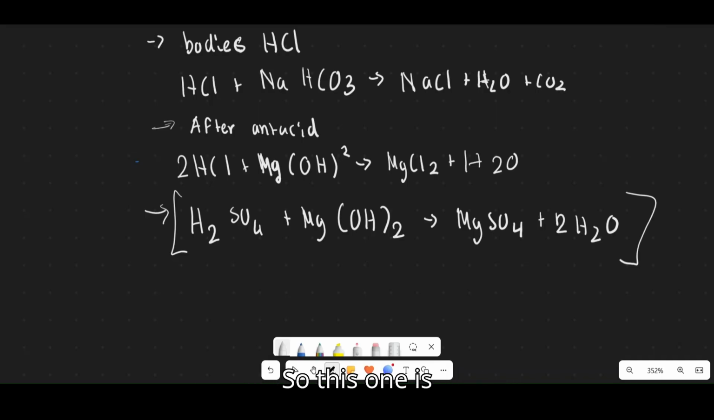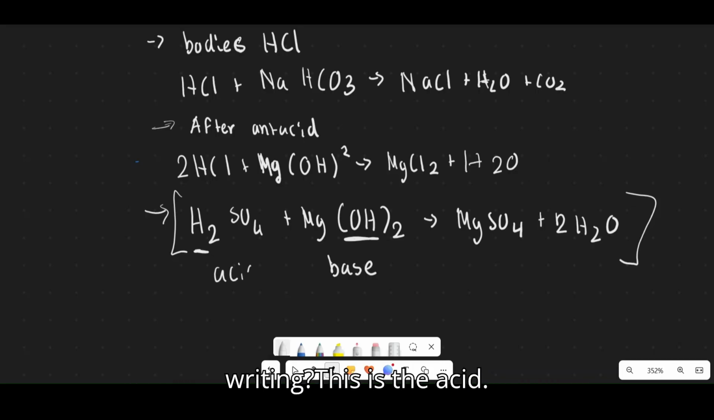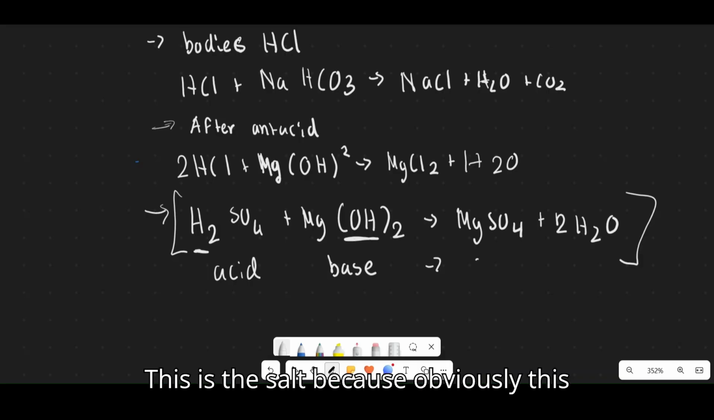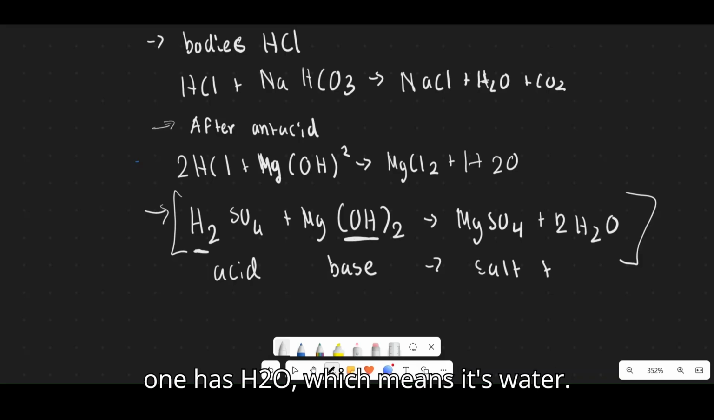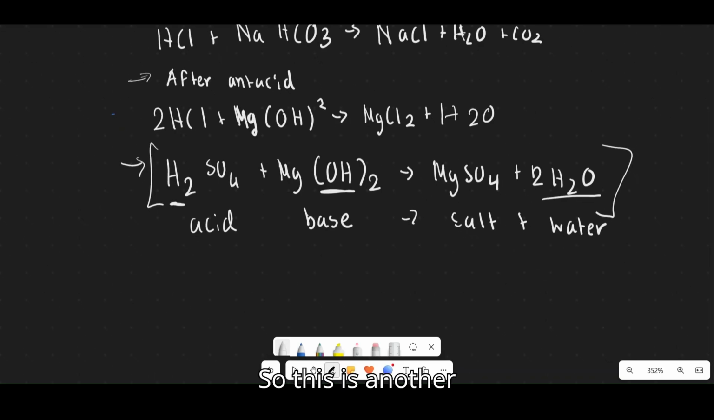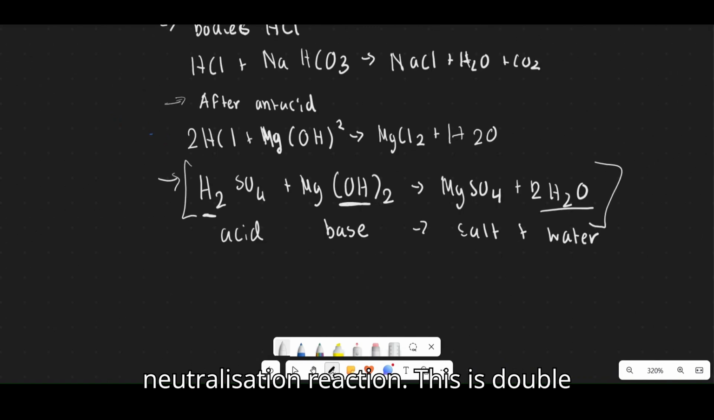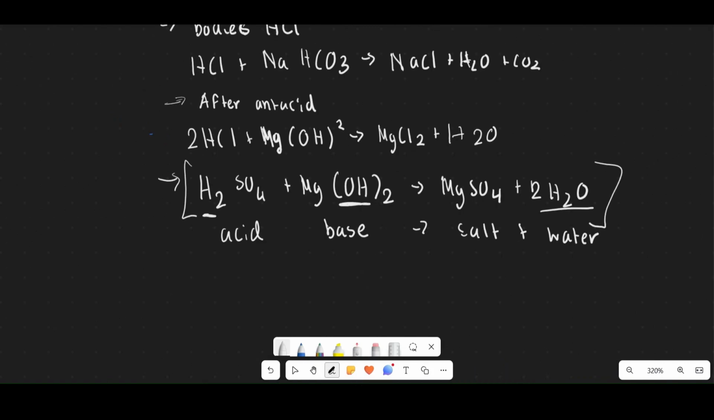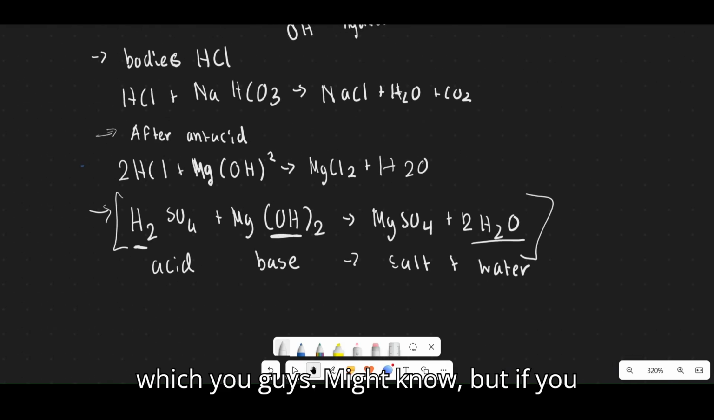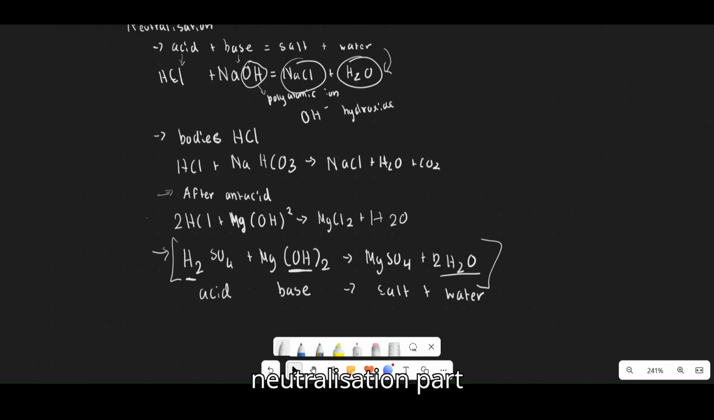So this one is the base. It has hydroxide. This one has hydrogen, which means this is the acid. This is the salt, because obviously this one has H2O, which means it's water. So this is another neutralization reaction. This is double displacement, which you might know, but if you don't, I will be explaining it later on. Okay, so this is the neutralization part.